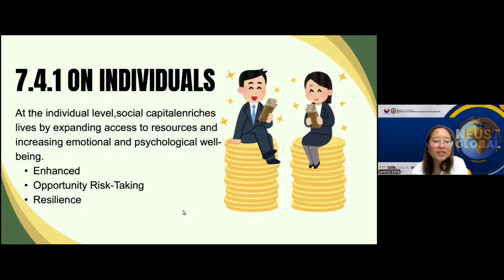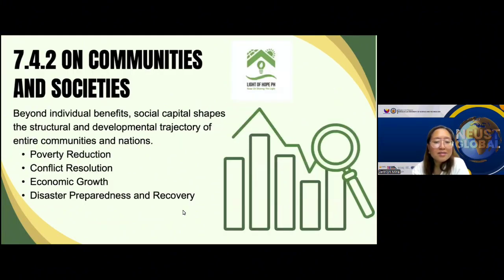Example, during COVID-19, communities shared food, funds, and health information with each other. And of course, health is one of the most important aspects during those times. So what is the impact of social capital on communities and societies?